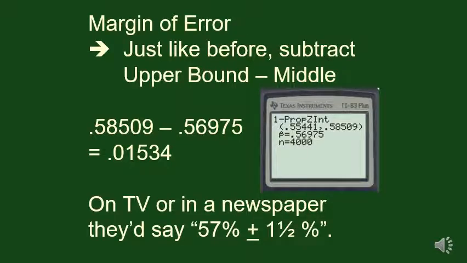And you can always find the margin of error by taking the top number minus the middle. So here 0.58509 minus 0.56975. When you work that out, it's about 0.015 or 1.5%.